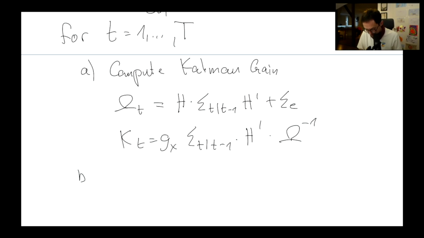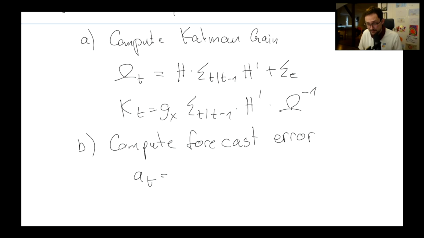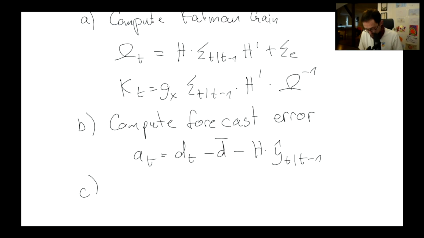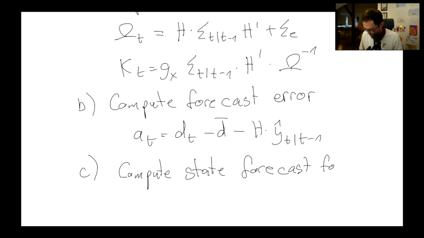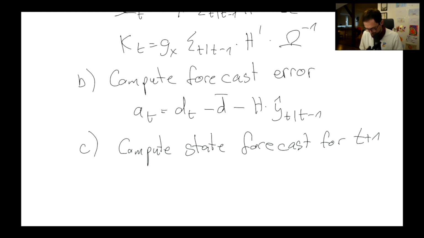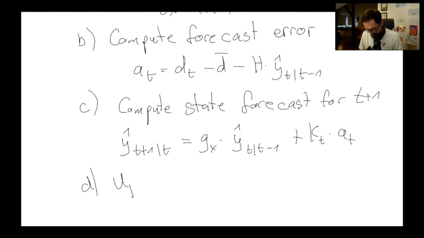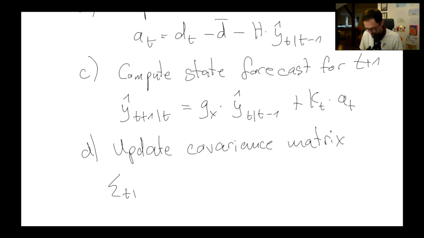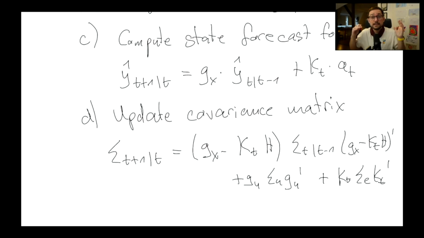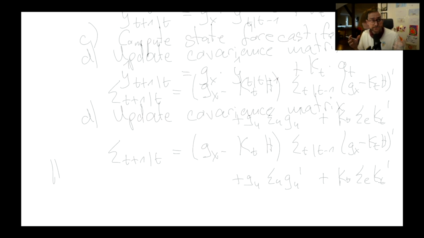Next step is to compute the forecast error. So at is dt minus d bar minus h y hat t given t minus 1. Third step is to compute the state forecast for next period given today's information, so y hat t plus 1 given t, and update the covariance matrix, so sigma t plus 1 given t. So this is the Kalman filter.